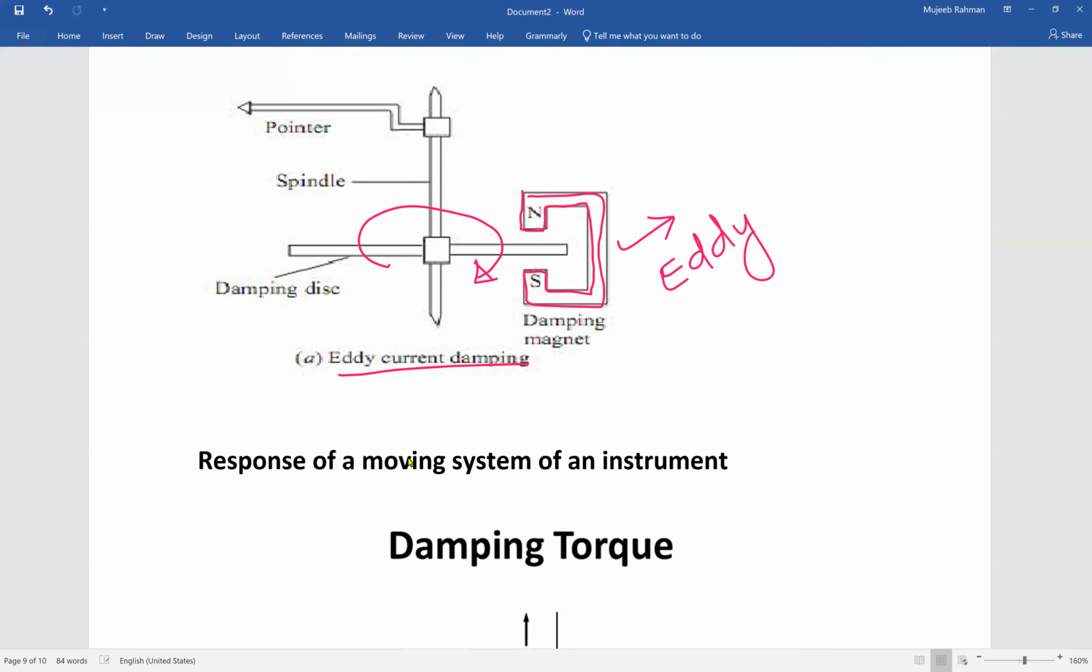Whenever a conductor cuts magnetic flux, an EMF will be induced. So the same principle: we have a tiny magnet here, and this magnet will cause an EMF on this particular disc if the disc is vibrating. Because of that, the induced EMF will produce a magnetic field on the disc. It's like a counter magnetic flux.